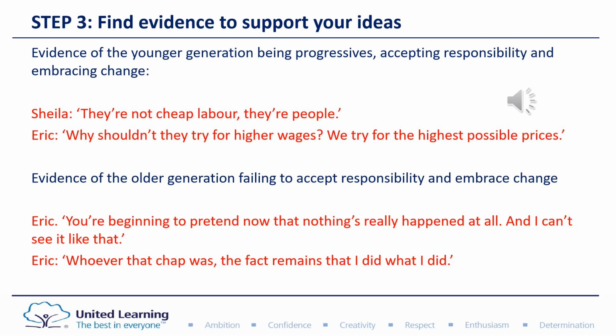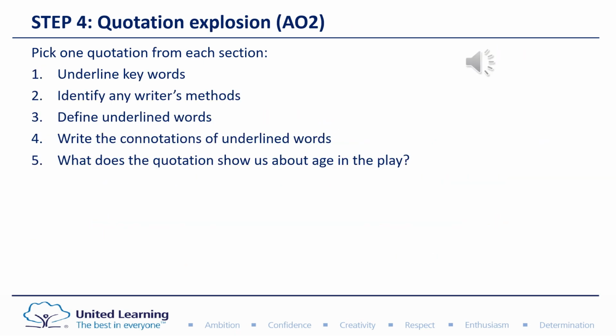To juxtapose this, evidence of the older generation failing to accept responsibility and embrace change, seen through when Eric challenges his parents about their inability to accept responsibility. He says, "You're beginning to pretend now that nothing's really happened at all, and I can't see it that way." And he also says, "Whoever that chap was, the fact remains I did what I did." Both of which in response to the fact that his parents take no responsibility for the part that they played in Eva Smith's death. The next stage will be to think about what we're going to say about that evidence.